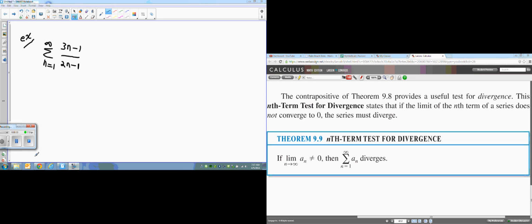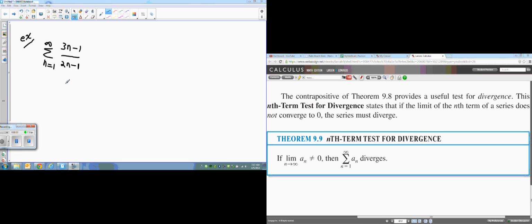This test cannot tell you whether or not a series converges. It can only tell you that it diverges. And this test actually fails if the limit of a_n equals 0. So let's take a look at this example here.